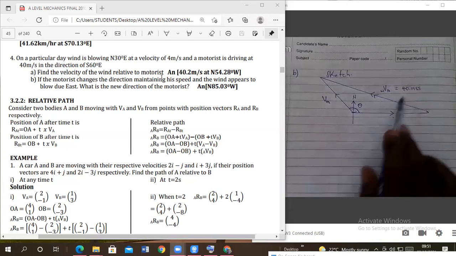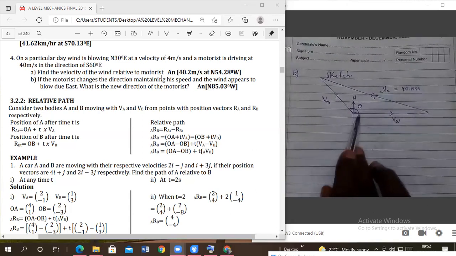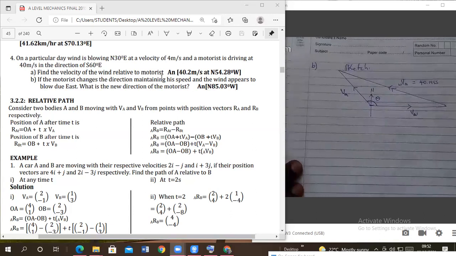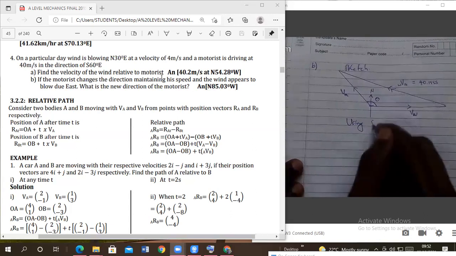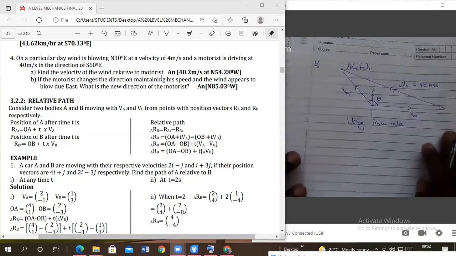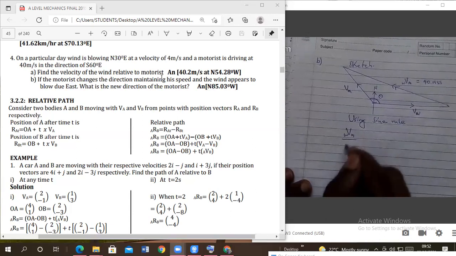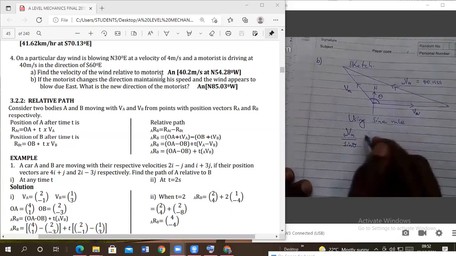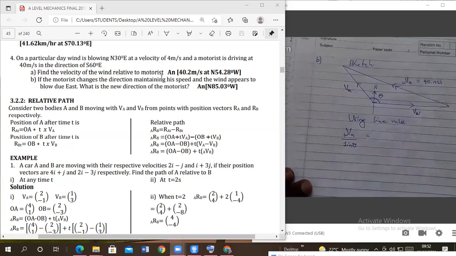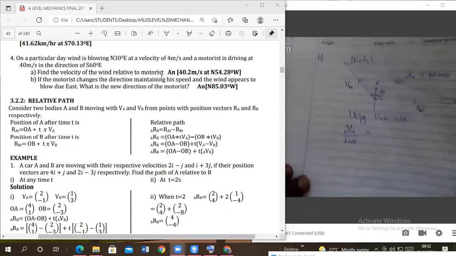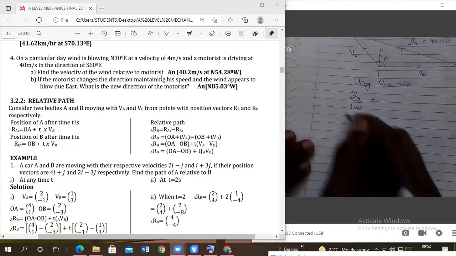So now can we find this angle, members? How are we going to find that angle? We can use the sine rule. So we shall have Vwm over sine theta equals to. Can the sine rule work here? Because we don't know this angle also. Let's use the cosine rule. So this one cannot work.